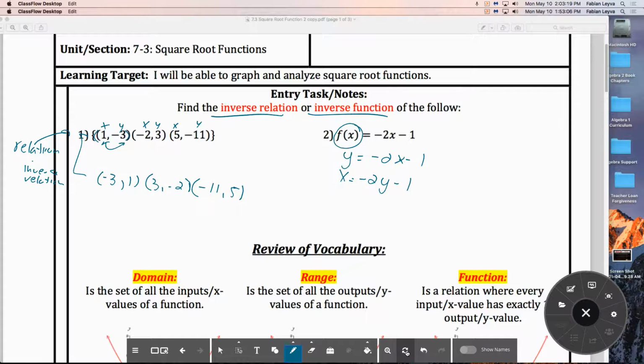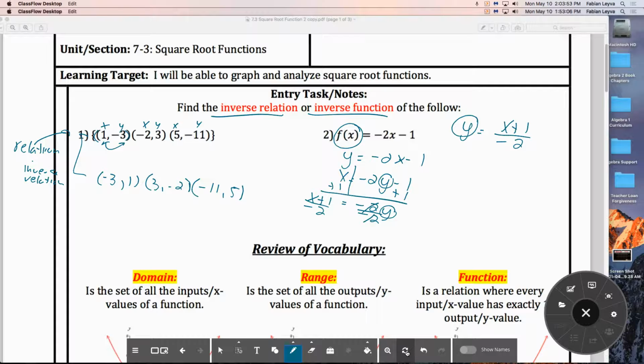Now, this is the inverse function, but no one ever wants their function written without the y by itself, isolated. So you have to solve for the y after you switch your x's and y's. Always get rid of what you're adding and subtracting first. So I'm going to get rid of that 1 by adding 1 to both sides. You end up with x plus 1 is equal to negative 2y. Now, solving for that y, what you have to do is divide by negative 2. Now that your y is isolated, you can see that you end up with y is equal to x plus 1 all divided by negative 2.